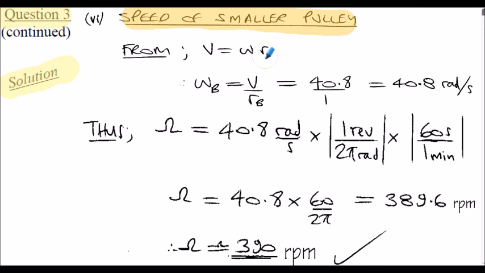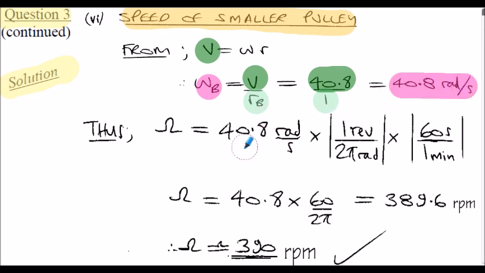So we use the equation v is equal to omega r, a relationship between linear and angular velocity. Because we already know v and we know the diameter of the smaller pulley, we can calculate the radius of the smaller pulley. The diameter is 2 meters, so the radius is 1 meter. So we can then evaluate angular velocity, omega b in this case, in radians per second. I've just converted that from radians per second into RPM. I'll let you review this solution at your own pace.